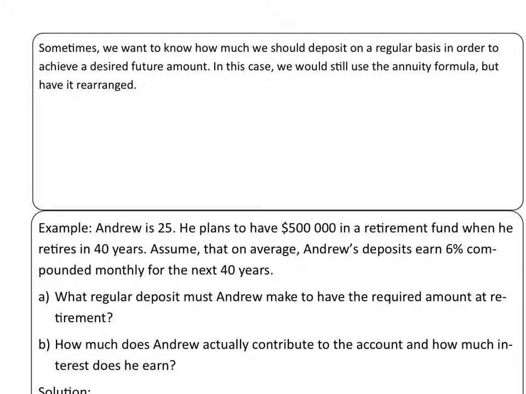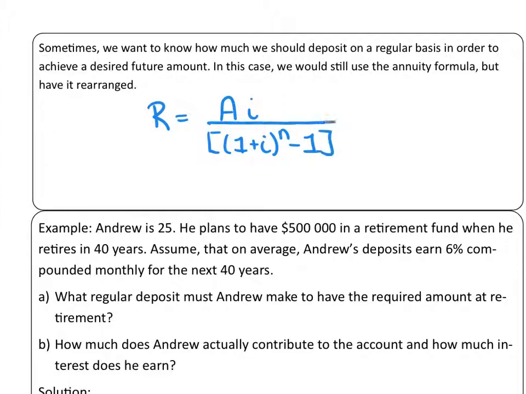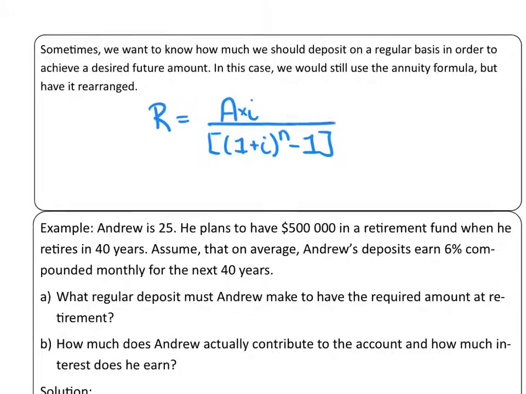Now you guys should know how to rearrange it based on our last lesson, but let me give it to you. It looks like this: R equals A times I divided by 1 plus I to the n minus 1. So that is our formula to find out what our regular deposit is, and that can be really helpful. Let's see how that works with this example.